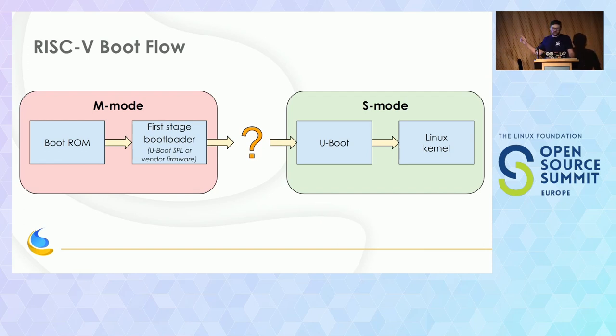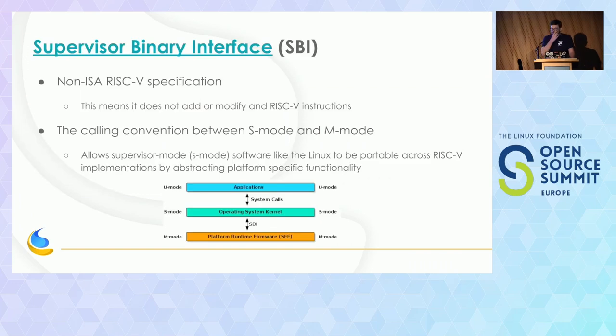But there's something in the middle there between M mode and S mode that's kind of specific to RISC-V, and that's called SBI. So SBI is the Supervisor Binary Interface. So this is a non-ISA RISC-V specification. So that means it doesn't add any instructions to RISC-V, but it defines a calling convention between that supervisor mode, or S mode, and M mode, which is the machine mode. And the important thing here that it does is allows us to write S mode software like Linux, like our OS kernel, that can be portable across different implementations, so across different M mode implementations.